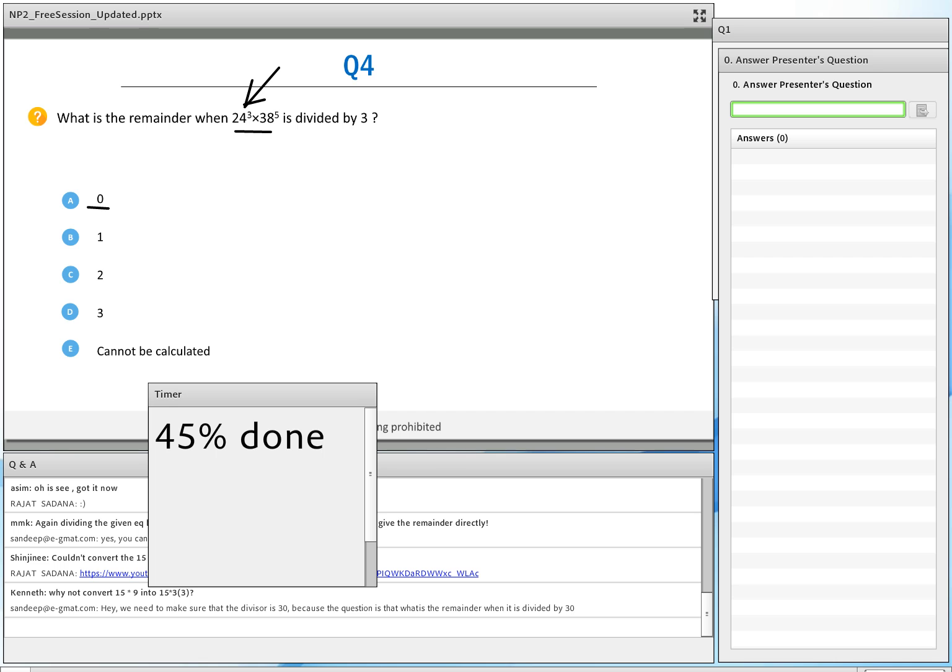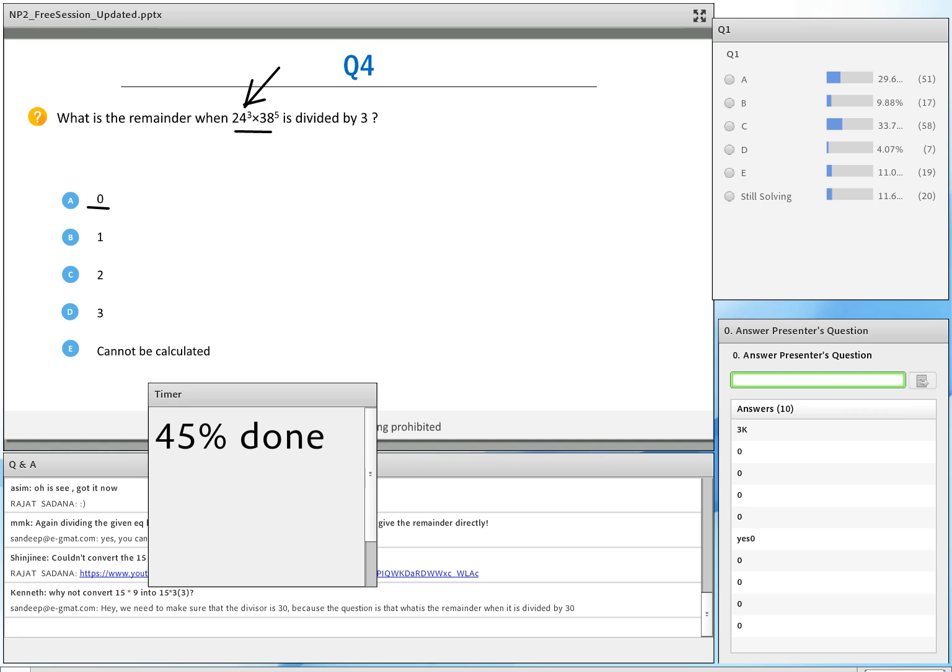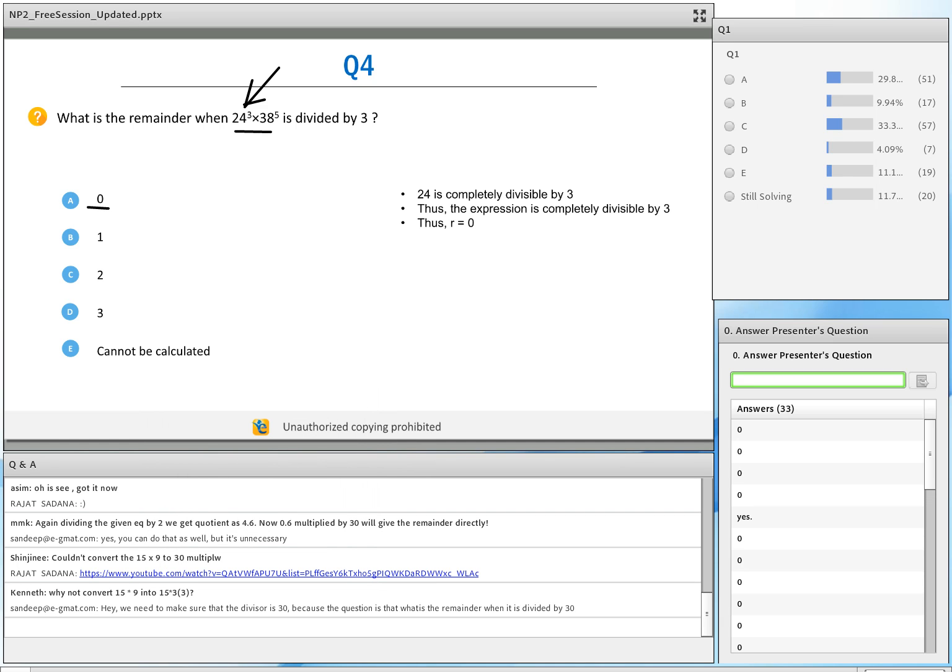What should the product be? Well, what should the remainder be? I'm sorry, 0. Yes, 24 is divisible by 3. So anything multiplied by 24 will also be divisible by 3. So the remainder will be 0. Again, the key takeaway: don't forget your basics.